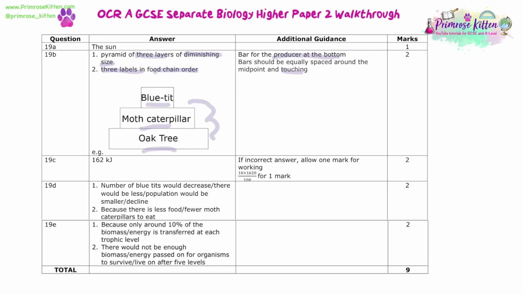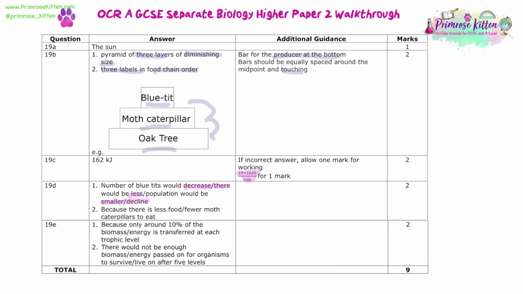You've got the correct answer of 162 kilojoules for part C. If you somehow got the incorrect answer, but you knew what you needed to do in terms of working, but maybe you put it in the calculator wrong, or you wrote down the wrong units, whatever you did wrong, but you wrote out that that's what you were going to do, you can have 1 mark out of 2. For part D, when saying what's going to happen to the number of blue tits, they're going to decrease, or there'd be less of them, or the population would be smaller, or the population would decline. There's obviously lots of ways of saying this, as long as you're saying the population is going to decrease in number in some way.